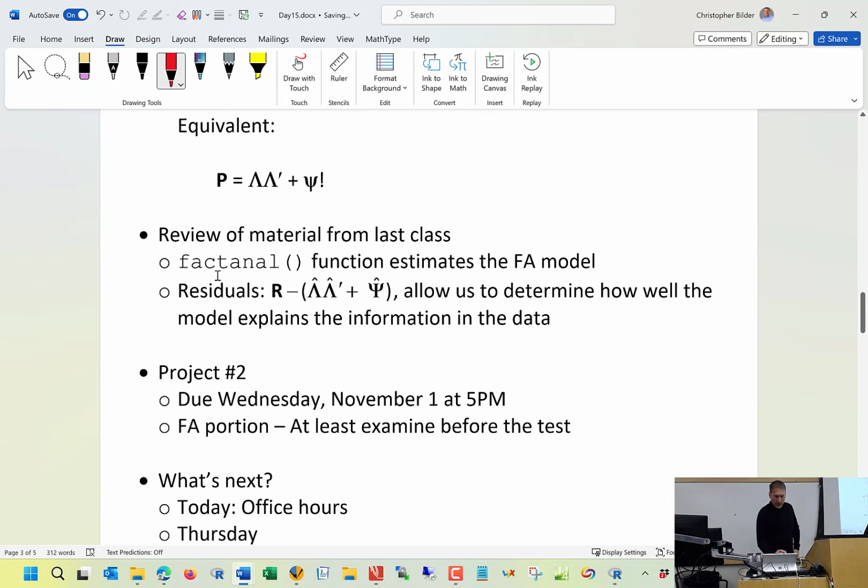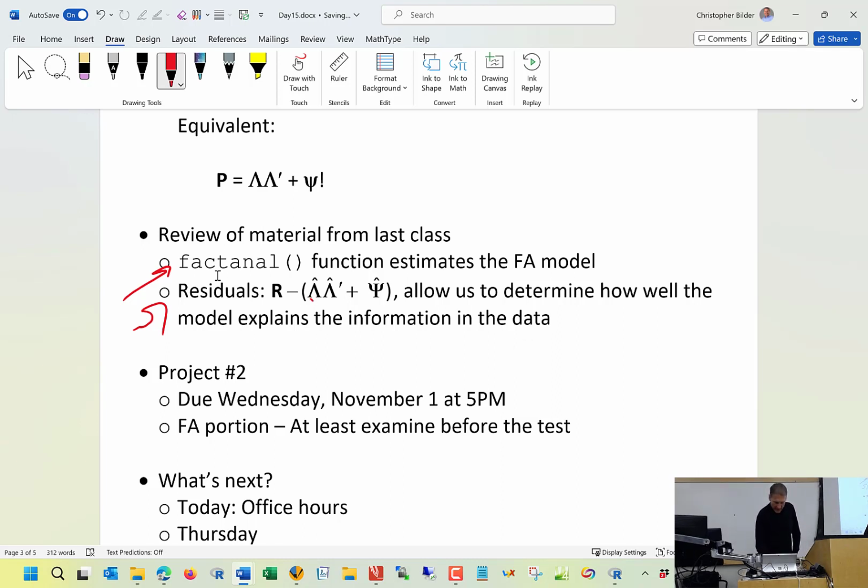Last time we learned how we can estimate these lambdas. We can use the factanal function, which gives us maximum likelihood estimates. And last time we left off talking about residuals. These residuals allow us to assess how well the model is doing, similar to residuals in regression analysis.